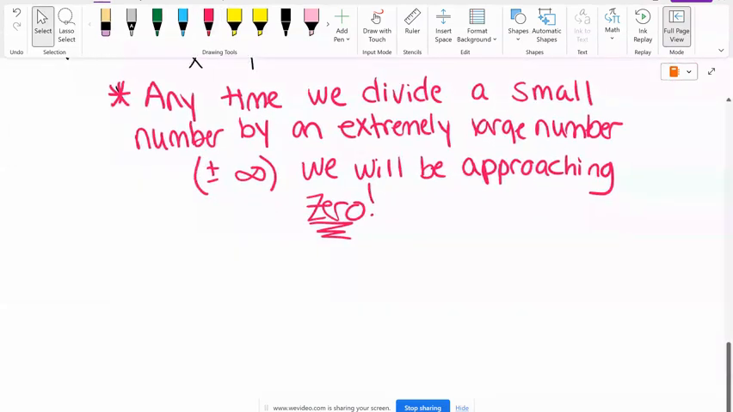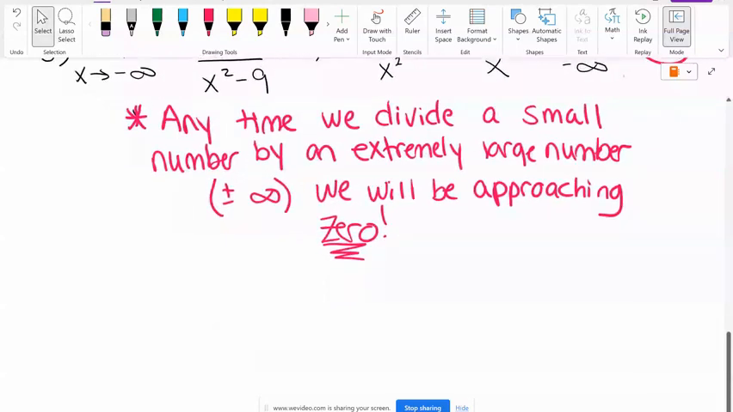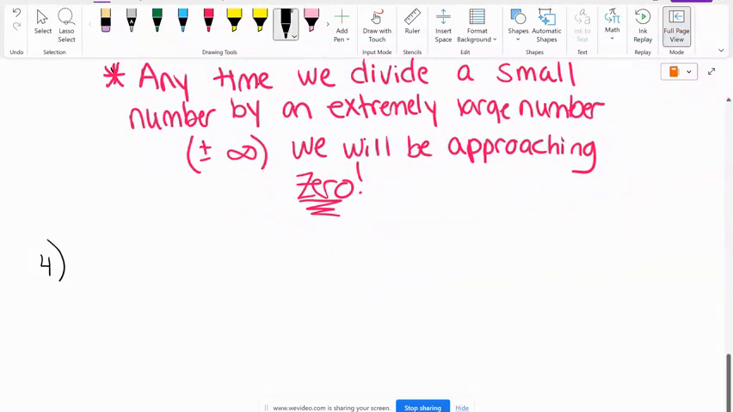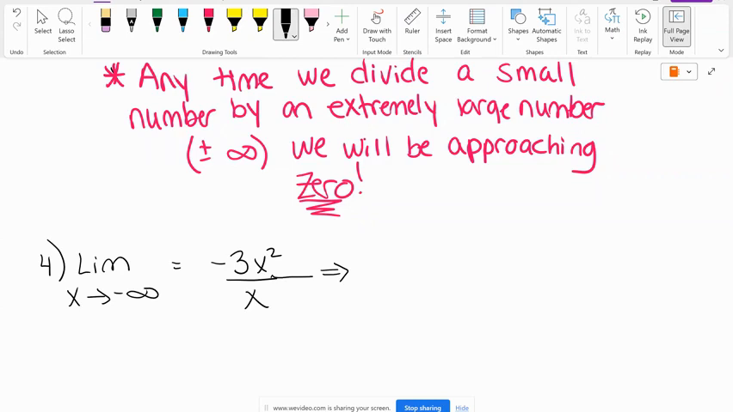Okay, one more. The limit as x approaches negative infinity of negative 3x squared plus 4x minus 1 over x minus 2. Oh, sorry, I forgot my other terms. There we go. No equal sign there.